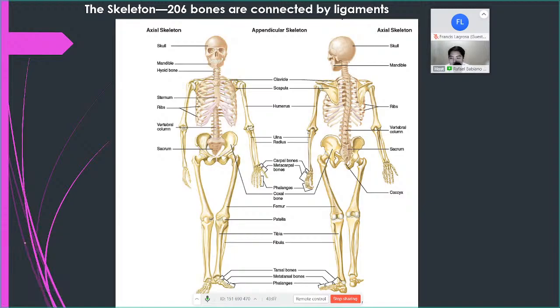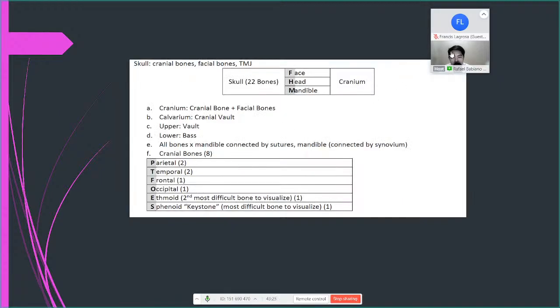So the skeleton can be divided into the axial and the appendicular. The axial is the middle. So this is the axial. And the sides, the rest, are appendicular. So we'll start with the axial skeleton.